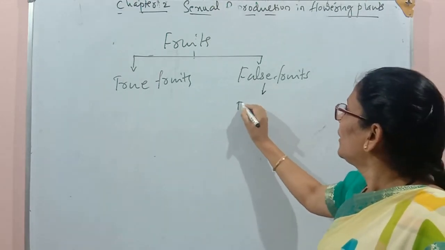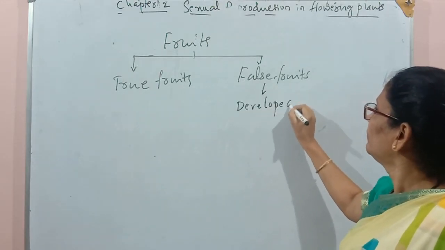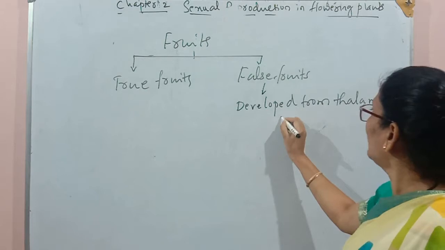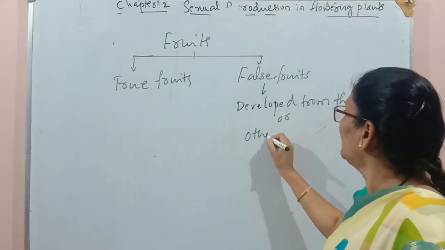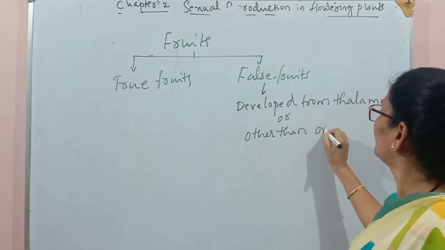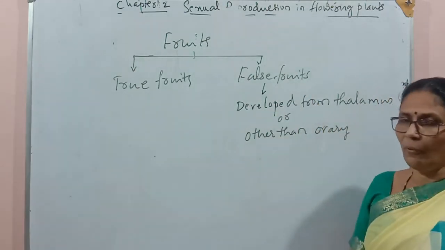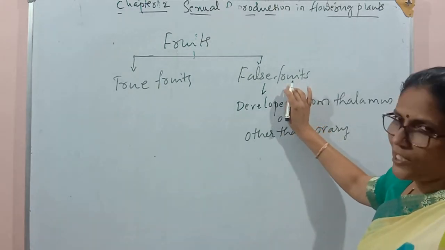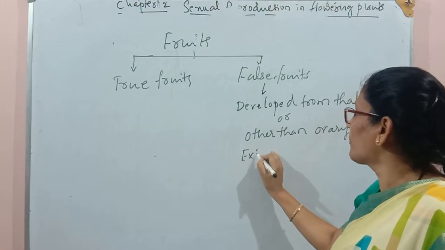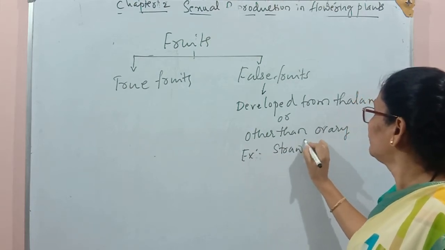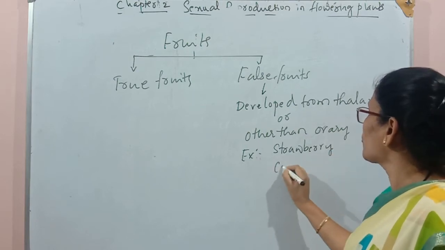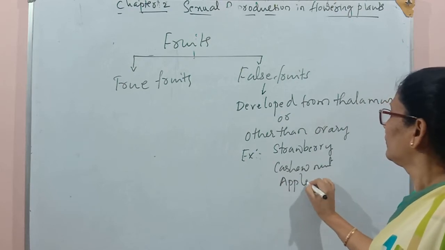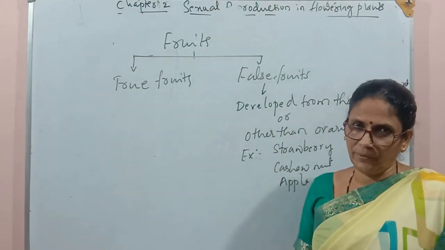Fruits developed from the thalamus, or you may also say other than the ovary. Fruits which are developed from parts other than the ovary, such as the thalamus, are called false fruits. Examples of false fruits: strawberry, cashew nut and apple. These are the examples for the false fruit.